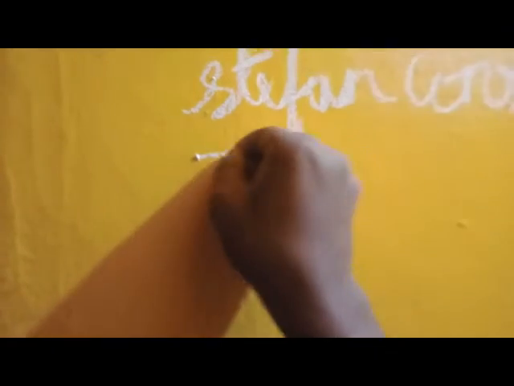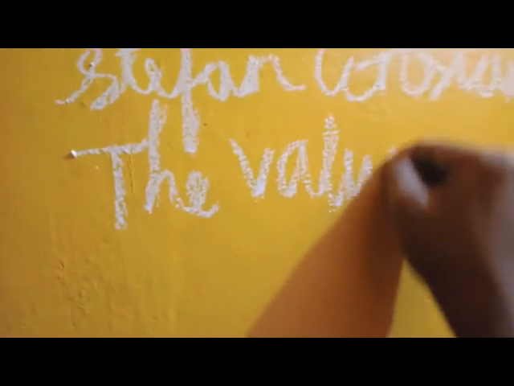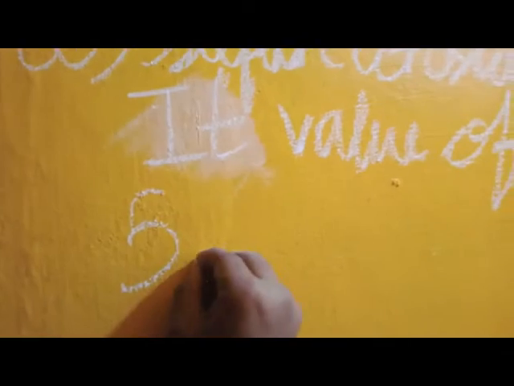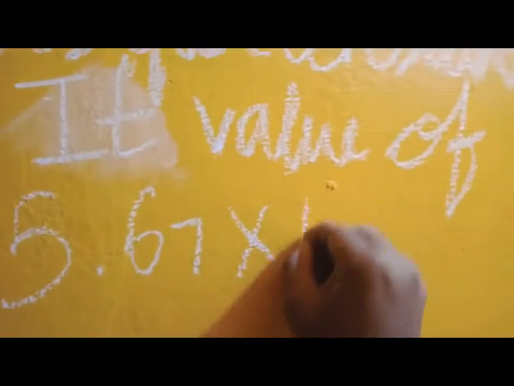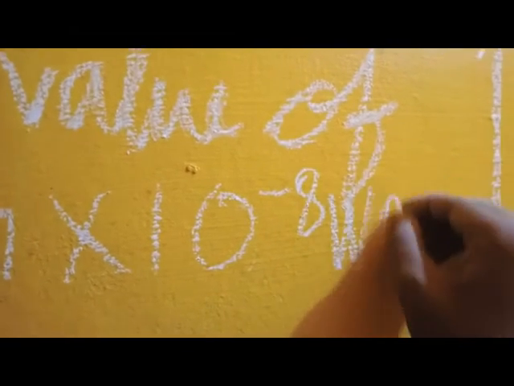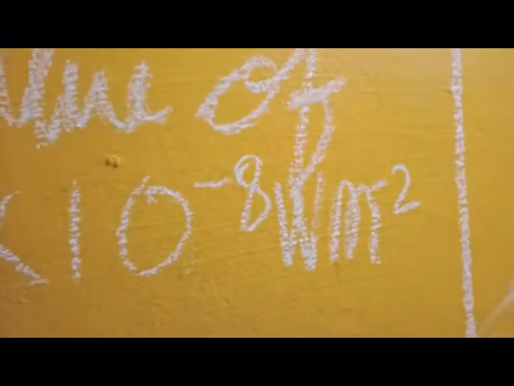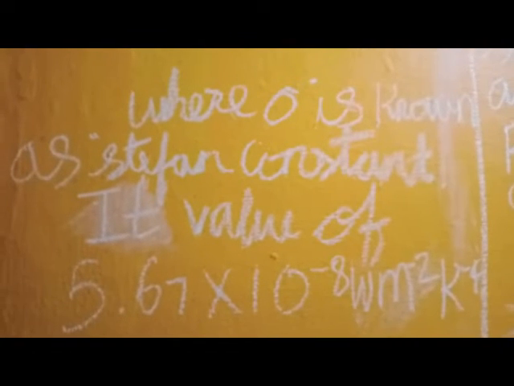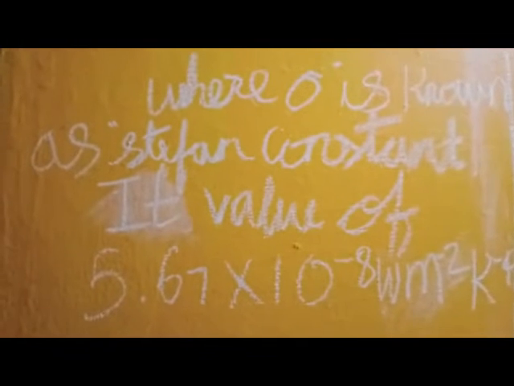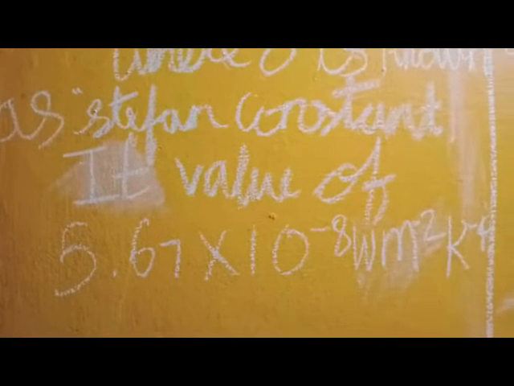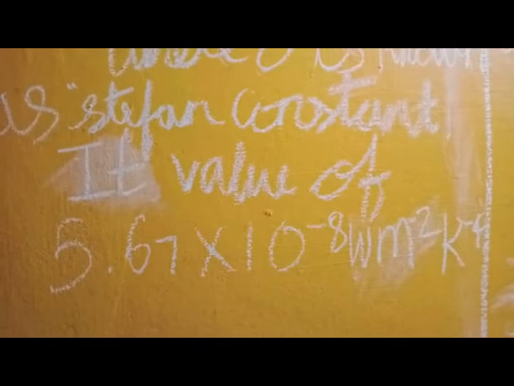The value of its value is 5.67 × 10⁻⁸ W m⁻² K⁻⁴. Where sigma is known as the Stefan constant, its value is 5.67 × 10⁻⁸ W m⁻² K⁻⁴.